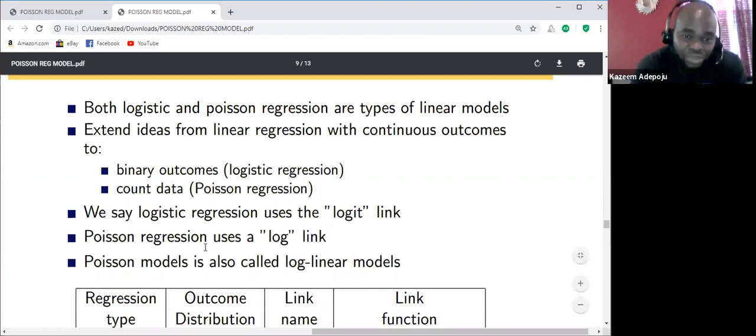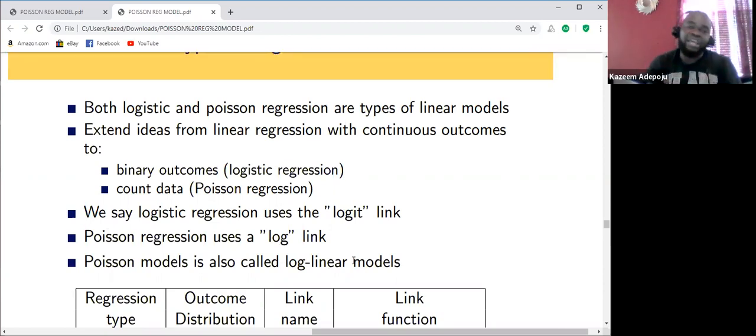The Poisson model is also called a log linear model, because you have the log of lambda ij. Don't forget that initially we got a multiplicative model: lambda ij equal to lambda multiplied by alpha multiplied by gamma. We take the log of that, and that is why we call the Poisson regression model a log linear model.